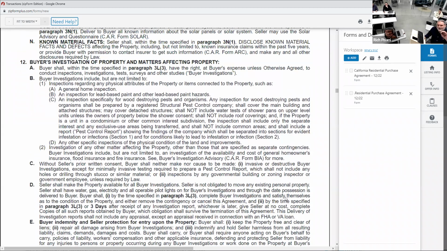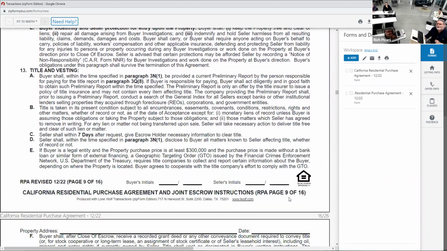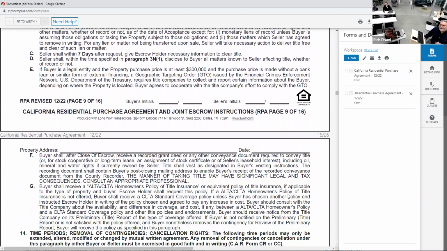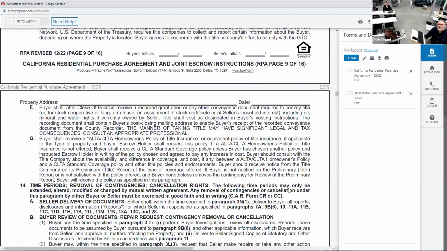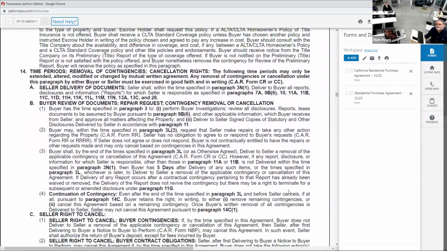Okay. This talks about buyer, you need to do your investigations. Title and vesting, we don't tell buyers how to take vesting. They should talk to their tax people. Vesting is how they take title. Time periods are very important. Once again, time is of the essence, so they need to do everything in a timely manner.